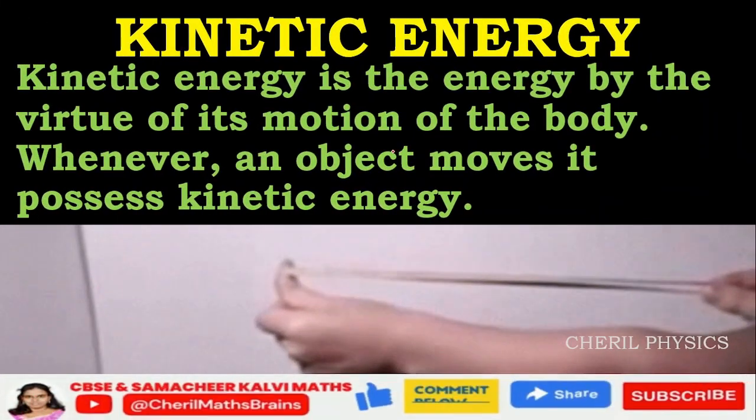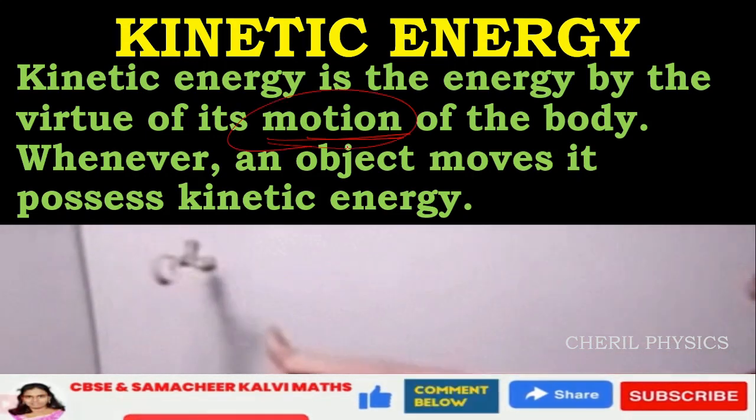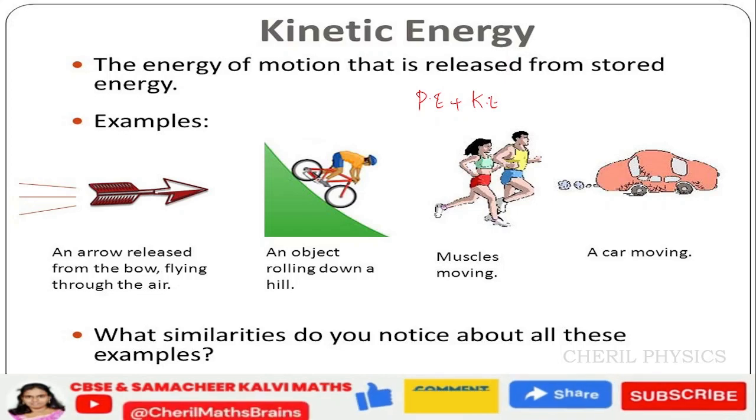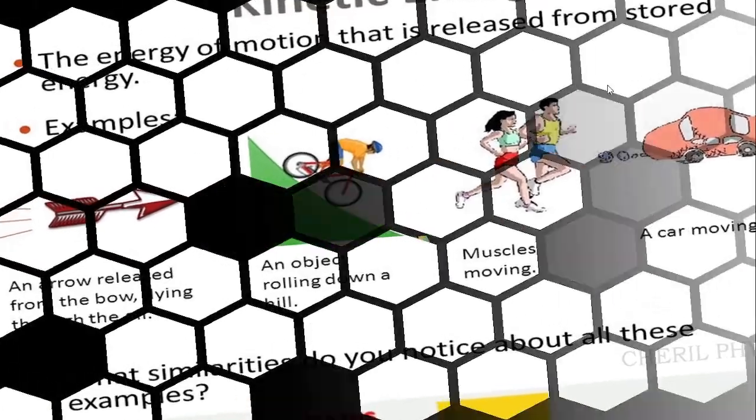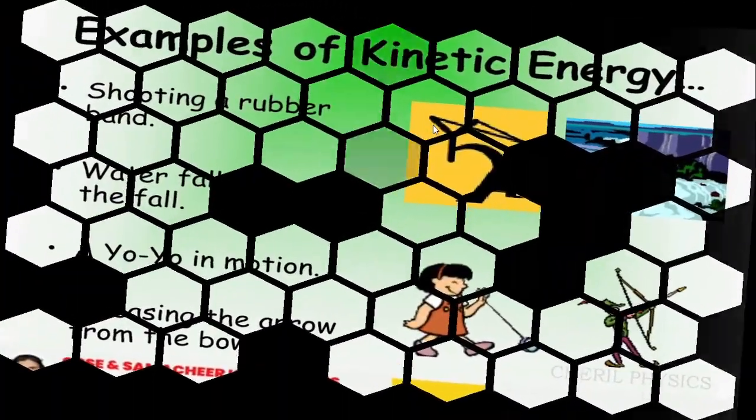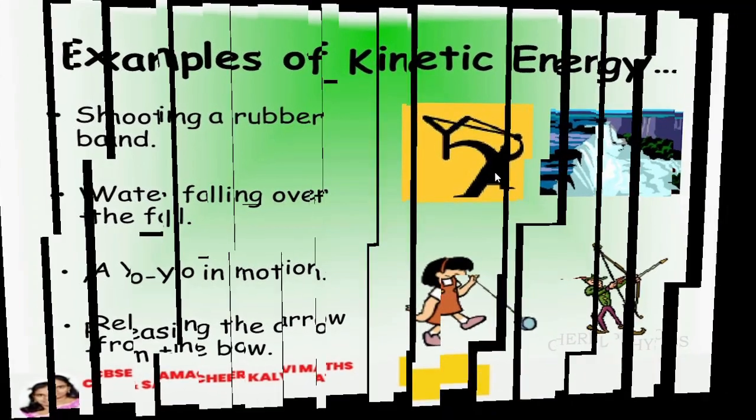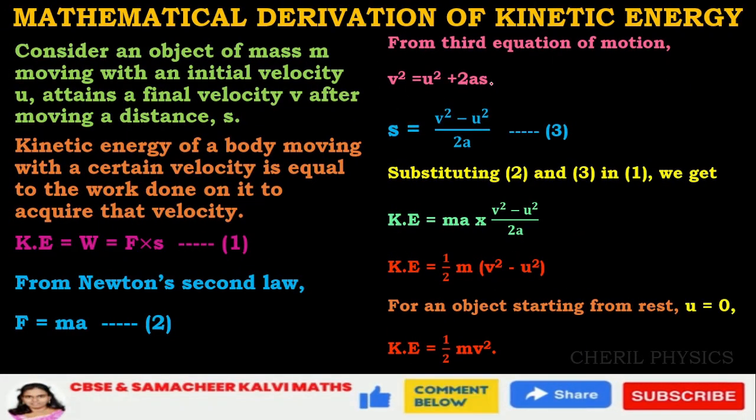And next is kinetic energy, the energy by virtue of its motion. Here we have a few examples of kinetic energy. When you have potential energy and kinetic energy together, you call it mechanical energy. Is it clear, children? So this is what we discussed previously. These are the various types of kinetic energy also. Just go through it: shooting a rubber band, water falling over the fall, a yo-yo, and even a bow and arrow.